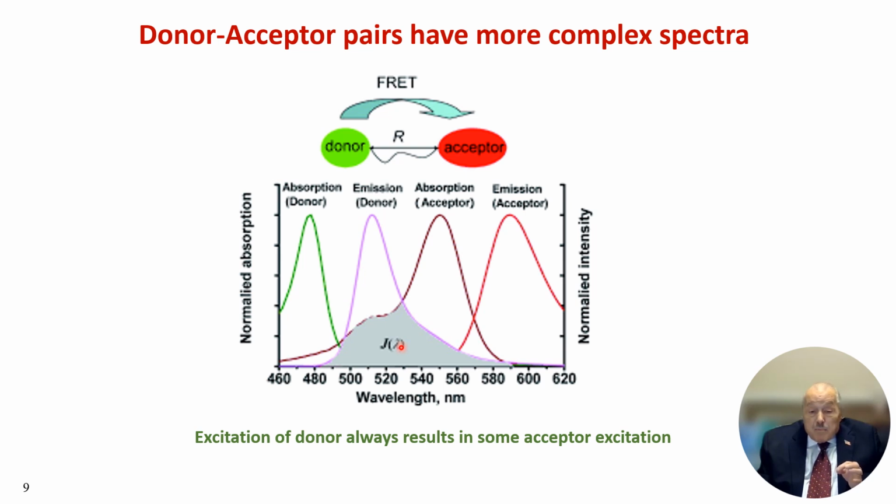The important thing to note from this slide, and this is almost always the case, is there's always going to be some acceptor absorption where you excite the donor. So this will show up in many of the data sets that I'll show you. So you can't cleanly excite just the donor in most experiments.